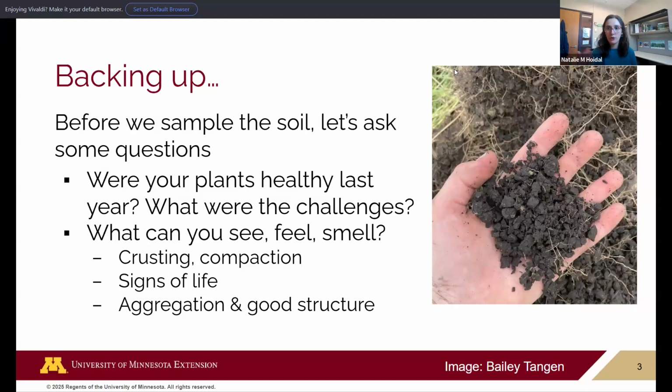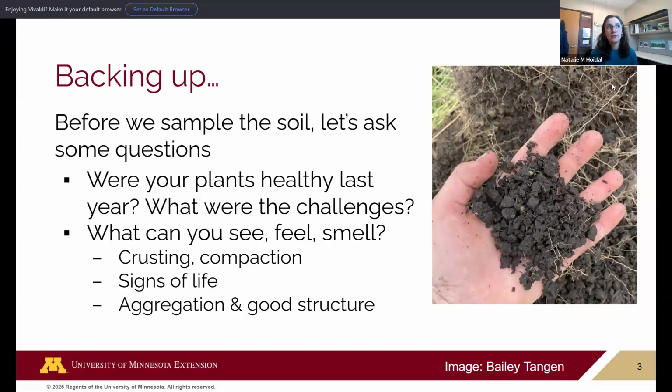So I find it really helpful to step way back and just think about the function of your soil. So, were your plants healthy last year? What were some of the issues that you had? Did you have stunted plants? Did you have flooding in your fields? Did you have compaction issues? These are all part of the picture of approaching soil and soil health.